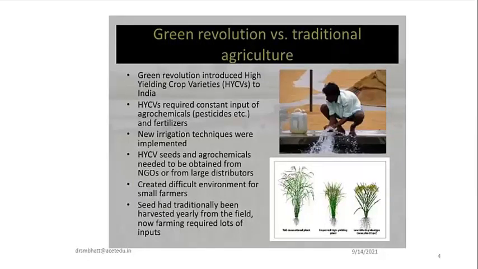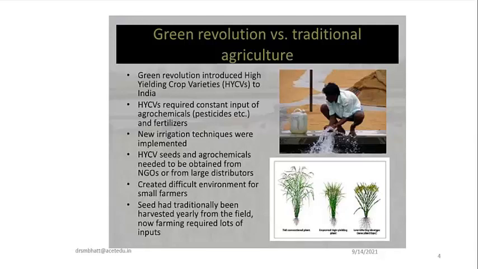And what is the difference between green revolution and traditional agriculture? Green revolution introduced high yielding crop varieties, right? We are going to introduce high yielding crop varieties. We will perform hybridization. What is the high yielding crop variety? Means constant improvement. Then chemical fertilizer came into existence. Now the people are using the same practice: a high amount of chemical fertilizer, a high amount of pesticide.